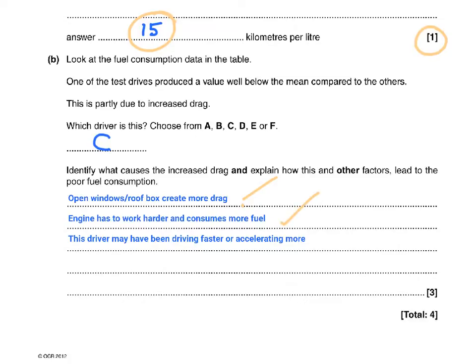And the other thing as well: you've got your physical differences, but obviously every driver is different, and you may find that the reason the fuel consumption figures are so poor for driver C is that this driver may have been driving faster generally, or accelerating much more around the circuit, stopping and starting. So those are our 3 marks there.